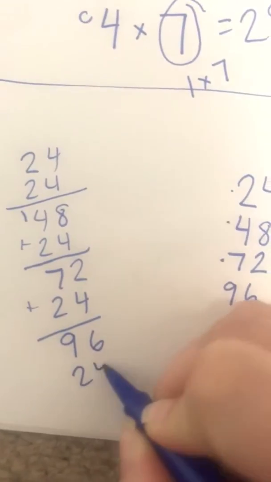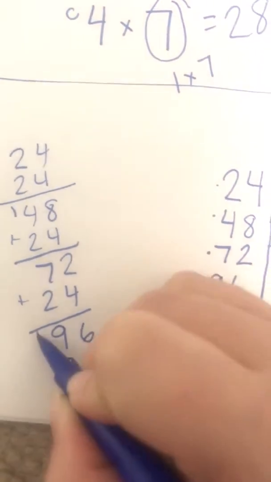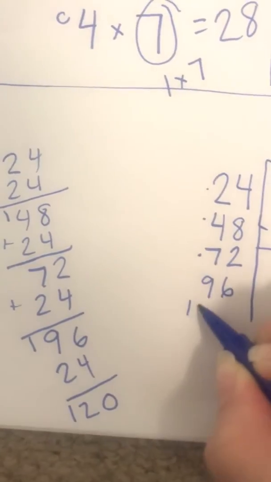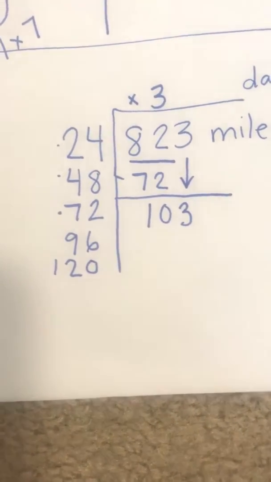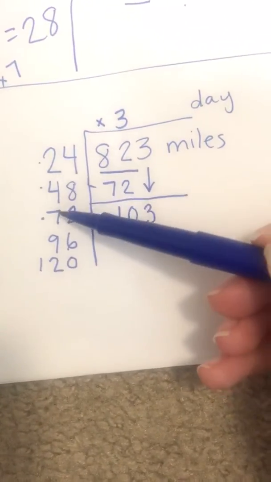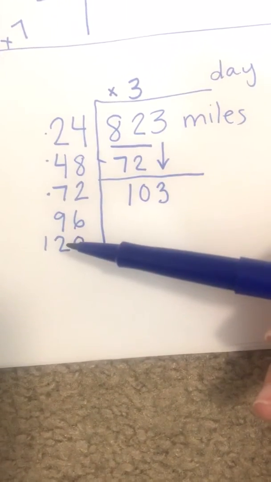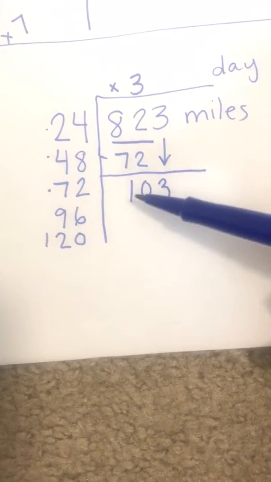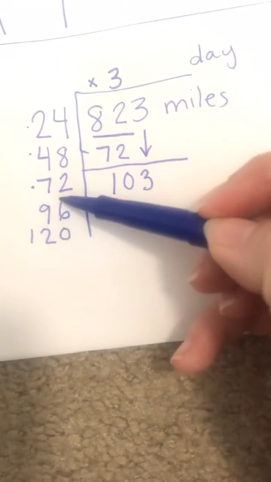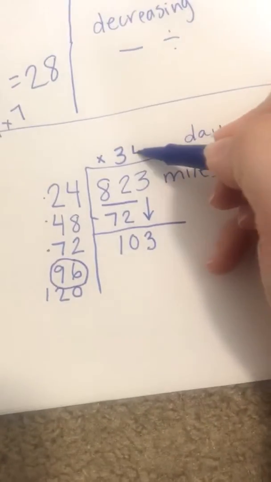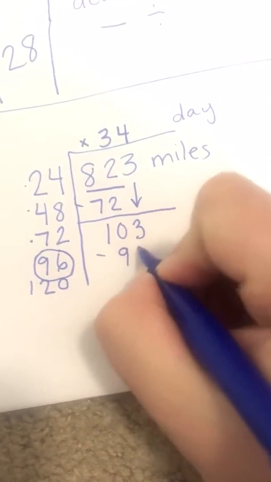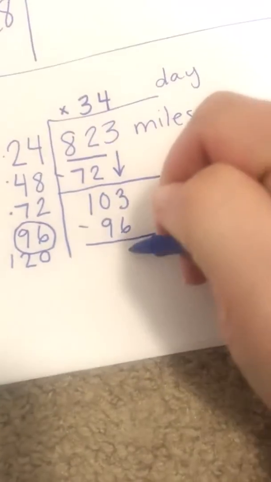Okay, and I'm going to add another 24 just so that you guys can see the multiples here. So 24 times 1, 2, 3, 4, 5. The 5th one is going to be too big because I only need 103 miles. So I'm going to choose 24 times 4. It's going to give me 96. And that is going to leave me with 7 miles.